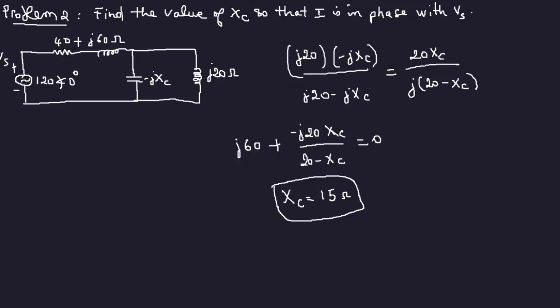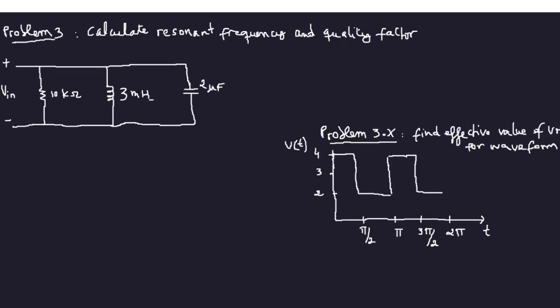Okay, moving on. New problem: calculate resonant frequency and quality factor. Going to the FE book, on page 196, resonance. We have omega 0 is equal to 1 over the square root of LC, and we know everything.